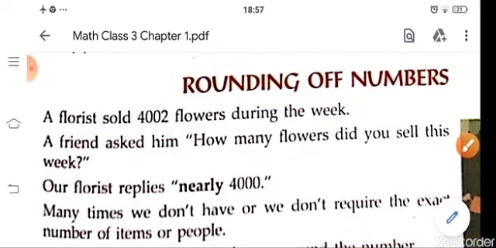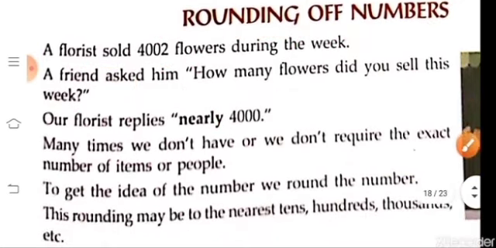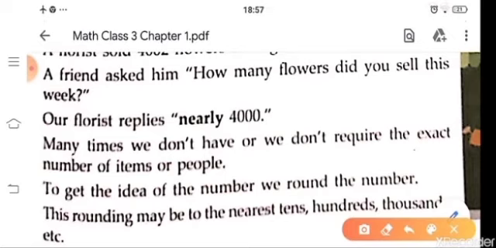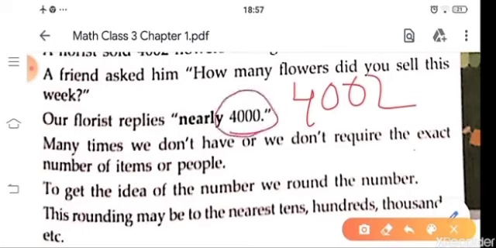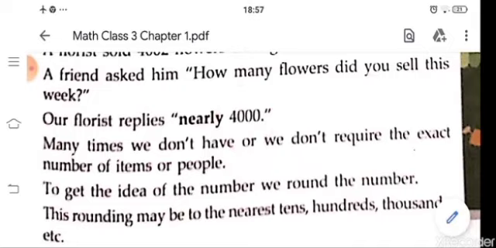Children, sometimes we do not know exactly what the number or the quantity is. So we get the idea of the number; we round the numbers. Like here, he sold 4,200, but he said 4,000. That is, he does not know the exact number, but he nearly knows that this many flowers are sold.